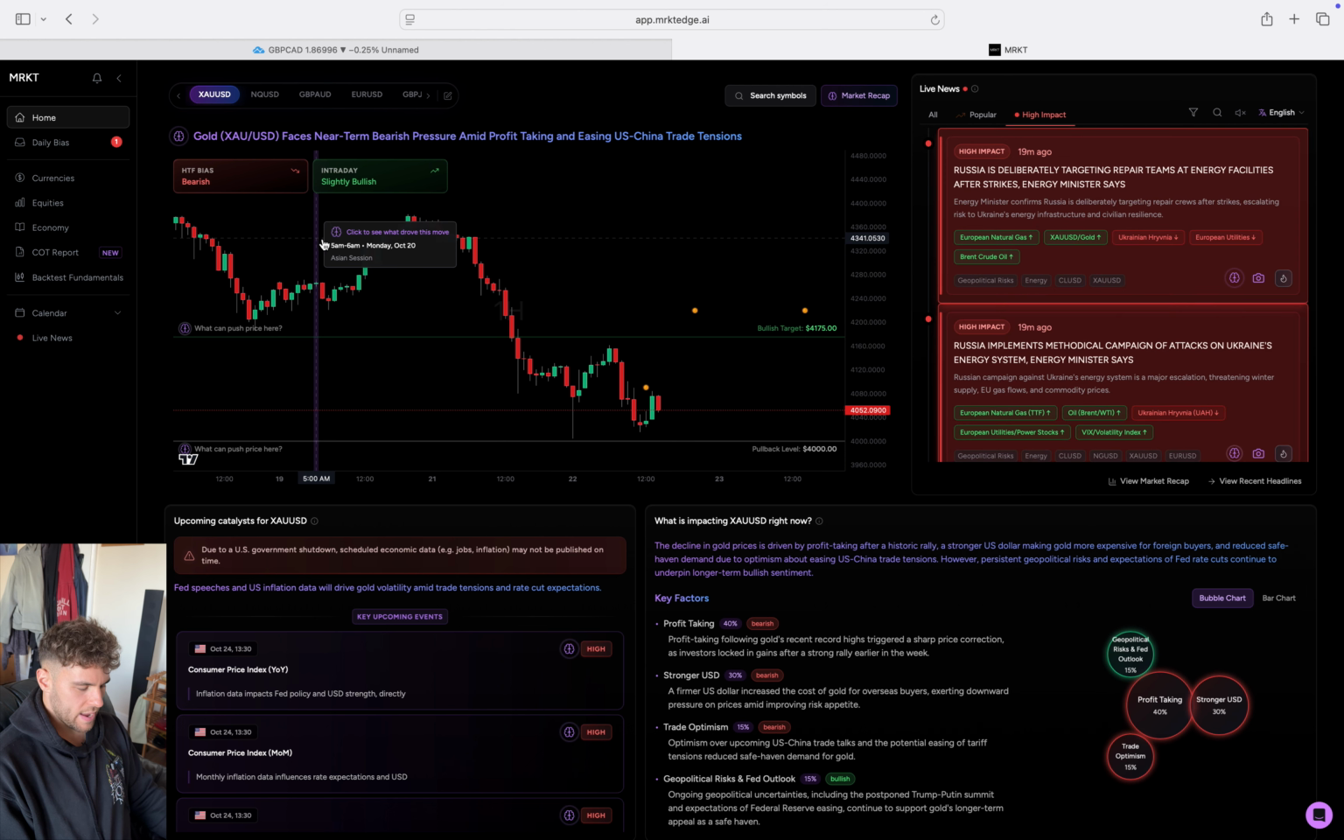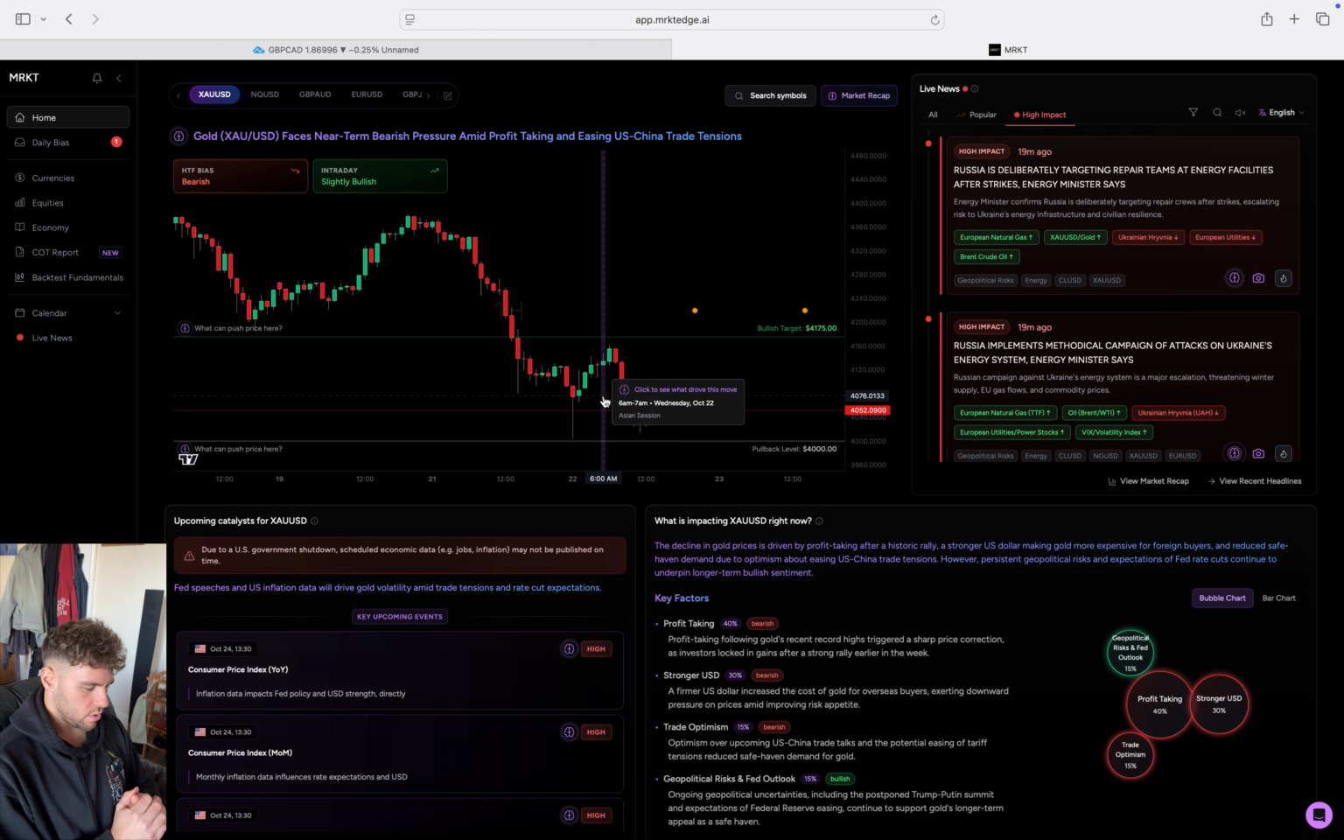Now, of course, Market AI gives you all of your fundamentals, everything that you need to know, all of your news, literally in a click of a button in one place, so we can make informed decisions on our technicals and back that up with fundamentals, literally in a click of a button. So let's head over here to GBP CAD and see the analysis here for GBP CAD.